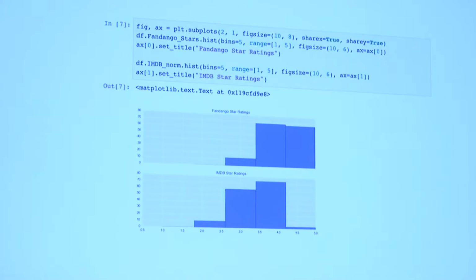On the top is the Fandango ratings, and bottom is the IMDb ratings. You can see Fandango is mostly 4 and 5, some 3s. There's nothing in 1 and 2. Okay, so there is reason to believe that. And then IMDb also is inflated, but it's not as much as Fandango.